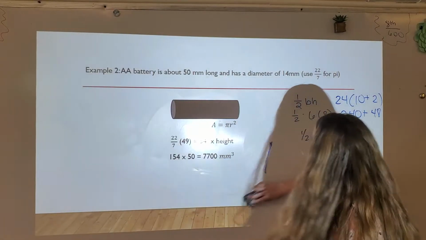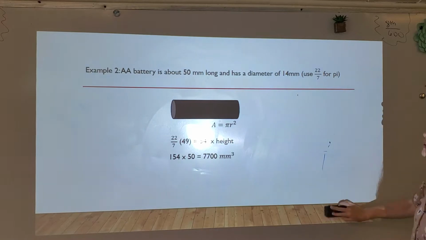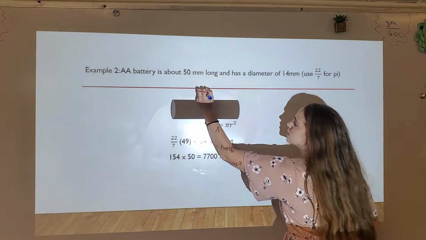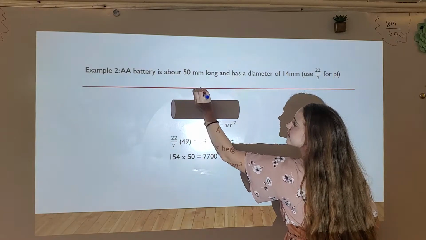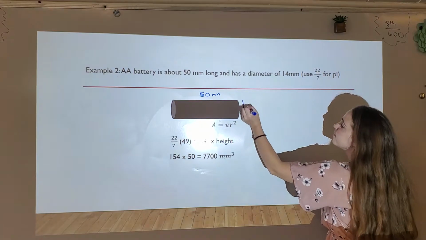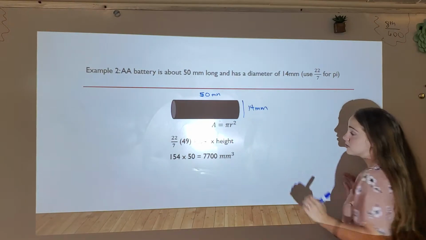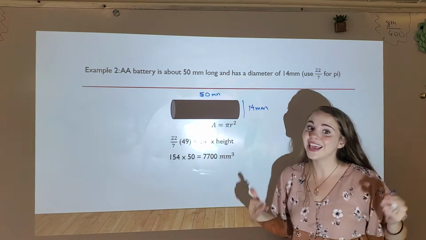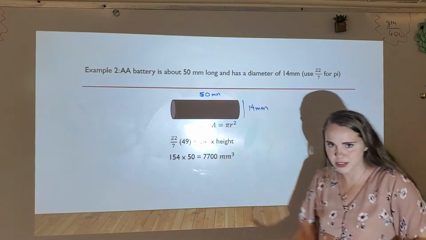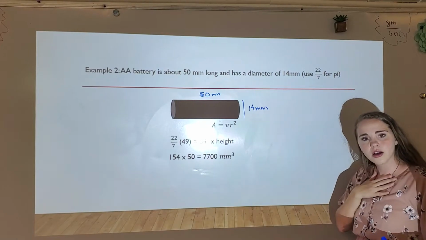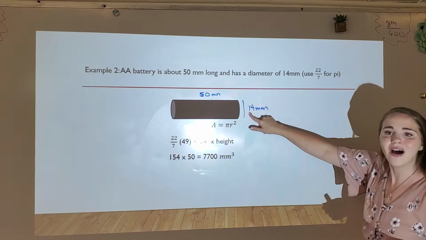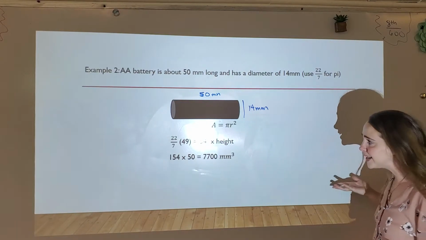All right, moving on to a battery. A AA battery is about 50 millimeters long, and the diameter is 14 millimeters. Now, if we're finding the area of a circle, isn't a battery circular shape? It's cylindrical, so the base is a circle. We don't want the diameter, we want the radius, and the radius is 7.